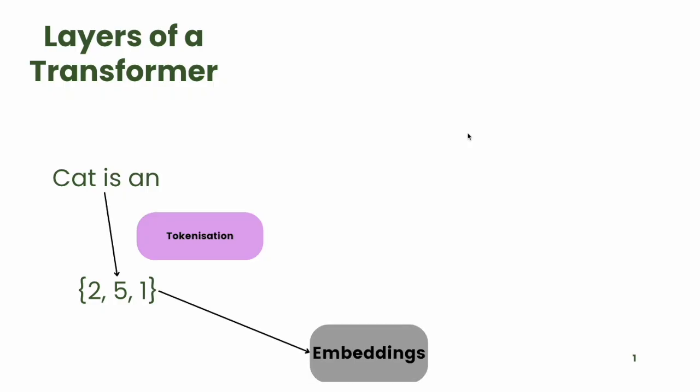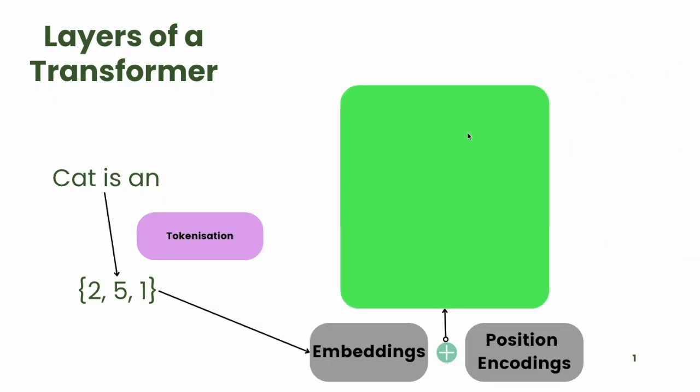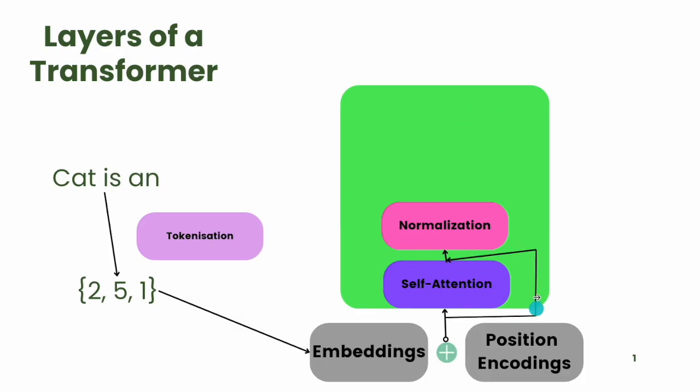Then this goes through an embedding layer, which captures the semantic meaning behind this sentence. And then we combine that with positional encodings, and we take the two encodings, the embedding encoding and the positional encodings, and we plug them into the transformer block, which contains different components. So in the last video we discussed the self-attention component. In this one I'll be discussing something called normalization, to be specific, layer normalization, and the residual connection, which is shown here with this arrow, right?